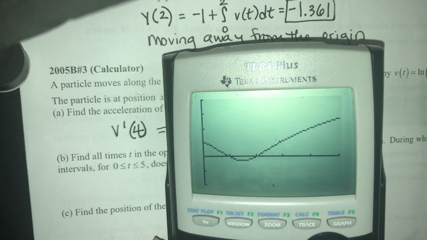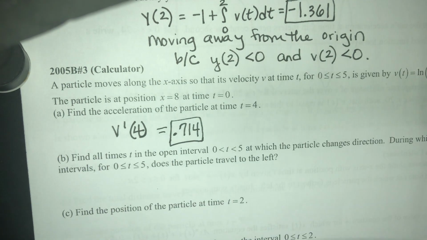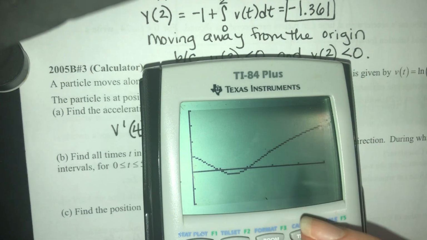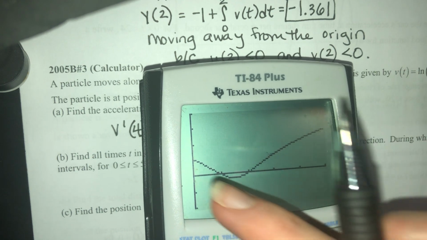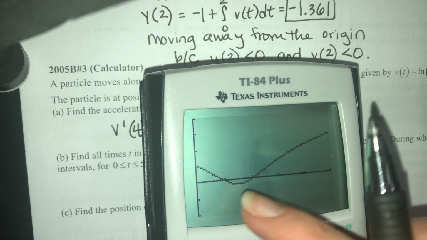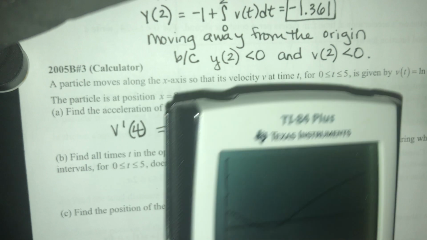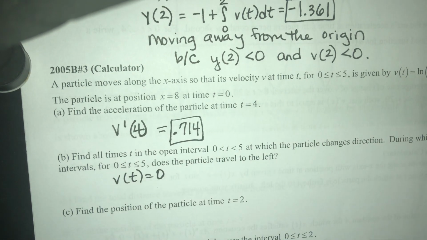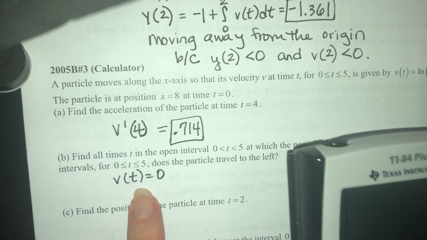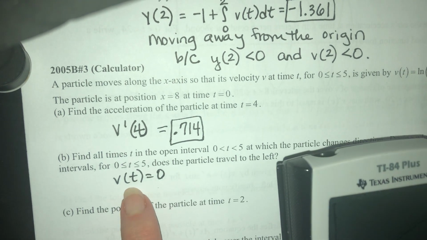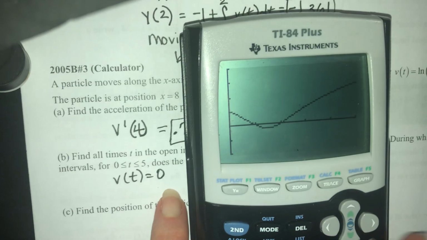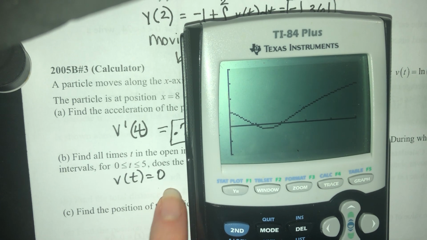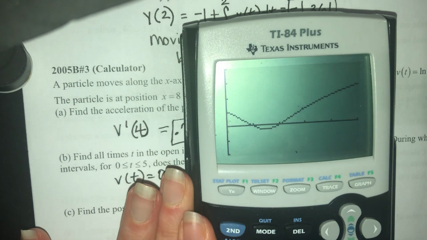Okay, so when does my particle change direction? It changes direction when it changes signs. It changes signs twice, so I've got 2 times where it changes signs. I need to find those zeros. So I'm going to say v of t equals 0. You are allowed to use your calculator to find zeros, but you have to tell them how you did that. You're setting this velocity equation equal to 0 by using your calculator in this graphing utility as a tool.